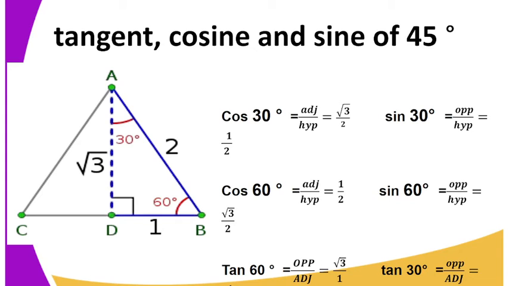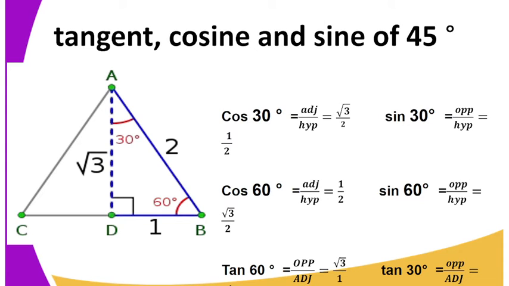So to get cos 30, we said that cos 30 is equal to what? Cos 30 is the adjacent over the hypotenuse. What is the adjacent of 30 degrees? It's root 3. So cos 30 is equal to root 3 over 2. And sin 30, we said that sin theta is the opposite over the hypotenuse. The opposite of 30 degrees is 1. Good. So sin 30 is equal to 1 over 2.